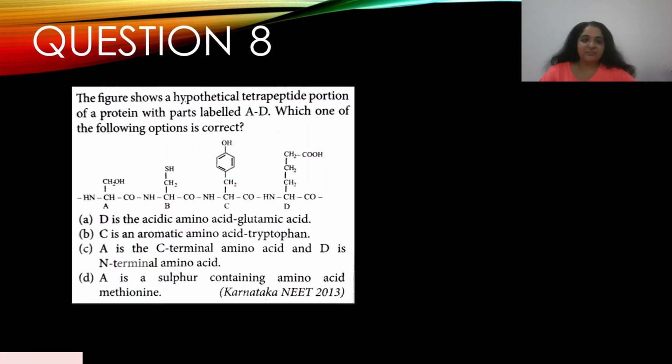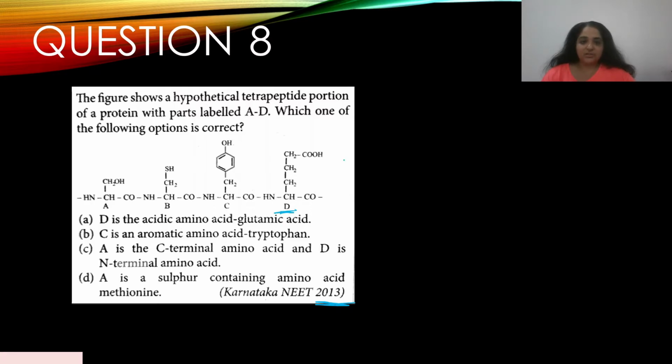Question number 8. The figure shows a hypothetical tetrapeptide portion of a protein with parts labeled A to D. Which one of the following options is correct? This appeared in NEET 2013. So you have: D is the acidic amino acid glutamic acid. So you have D here.